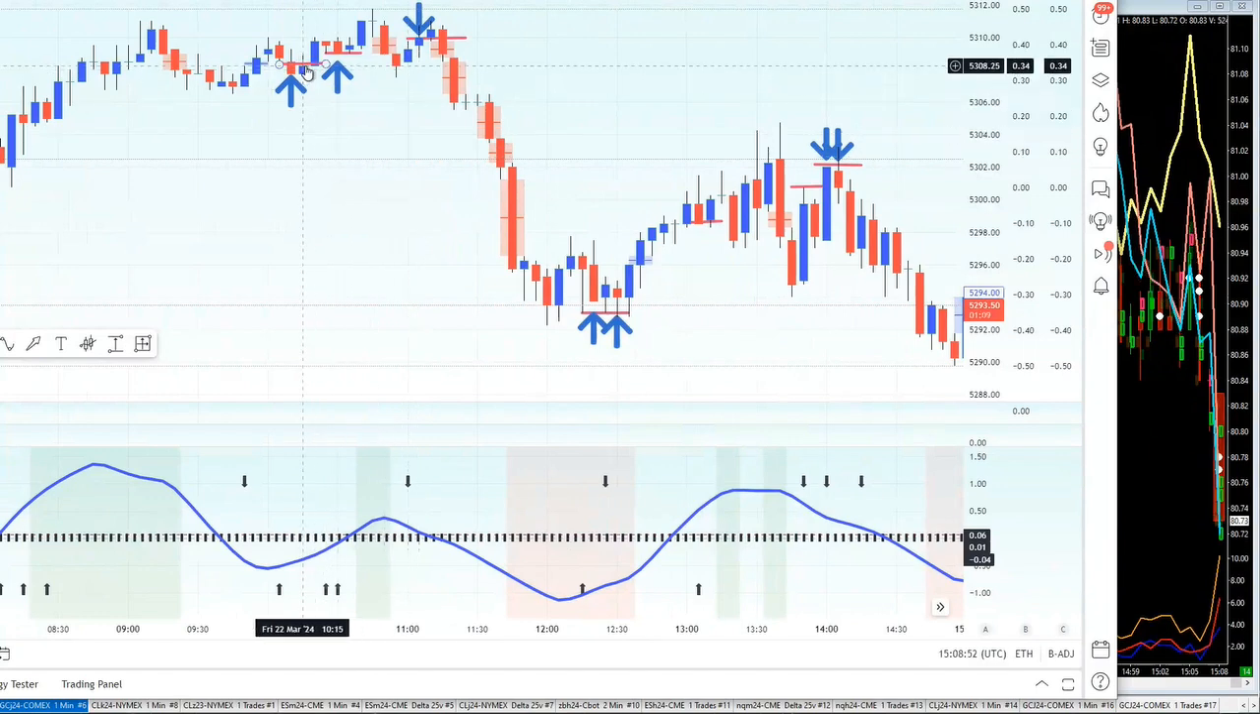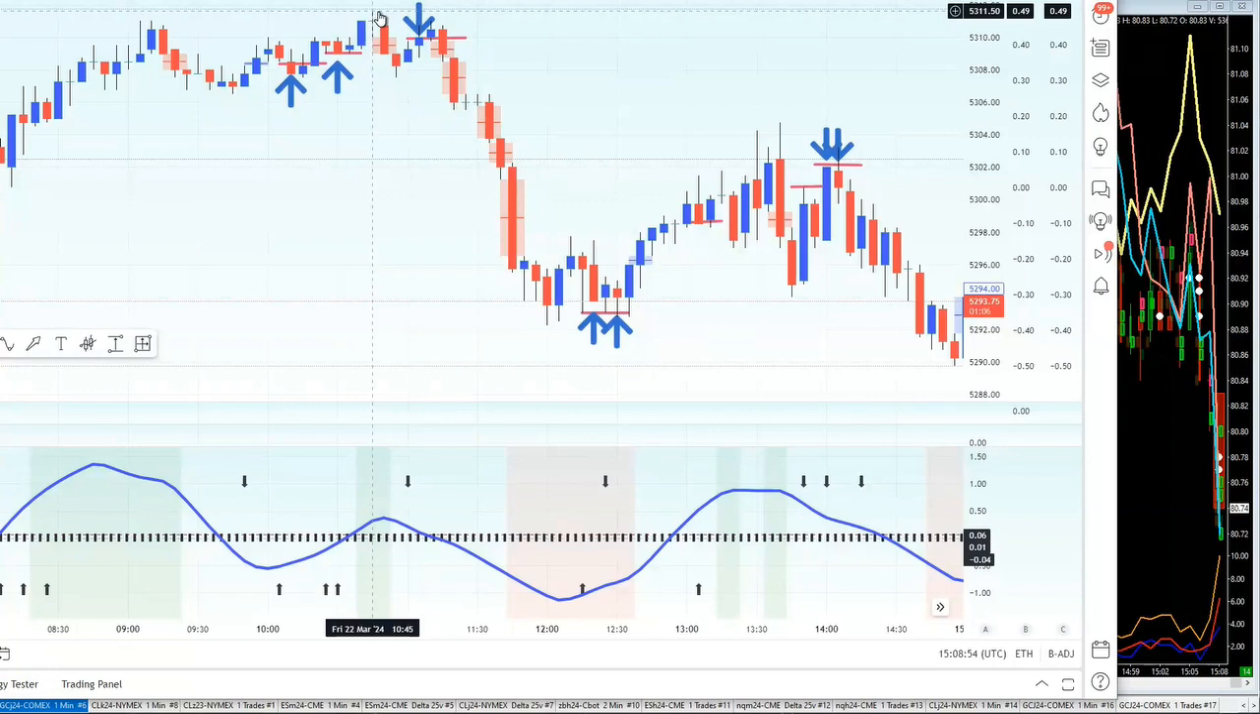So you'd have been able to take 8.25 up to about 11. That's about 3 points profit. So that's not a bad little start considering the time of the day.